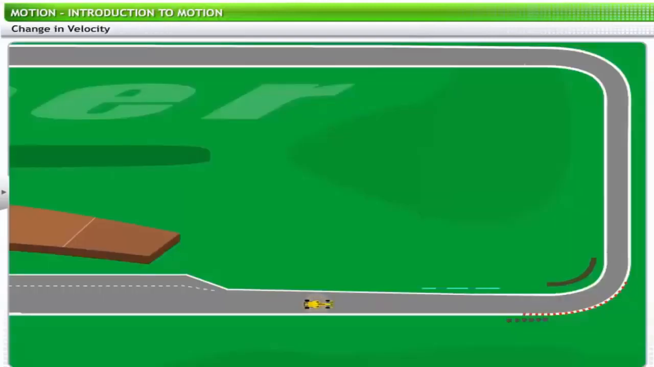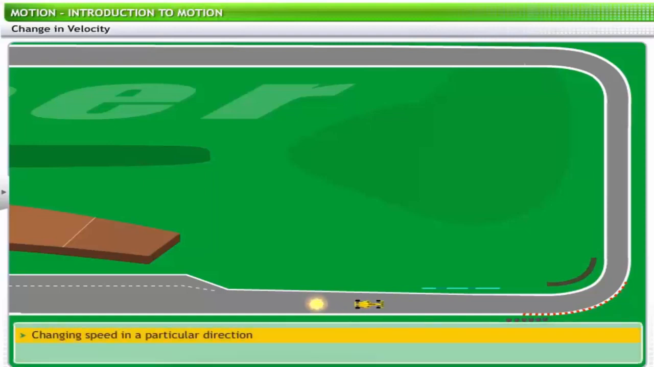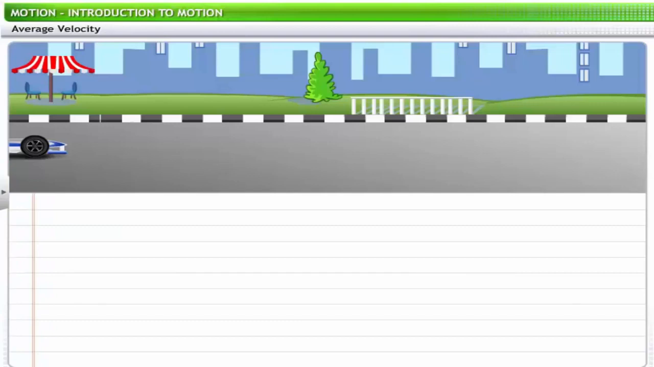Velocity of an object can change by either changing its speed in a particular direction or by keeping the speed constant and changing the direction. When the yellow car takes a turn and moves ahead, its velocity becomes variable. Like average speed, you can calculate the average velocity of an object having non-uniform motion. Average velocity is defined as the ratio of the total displacement to the total time taken.